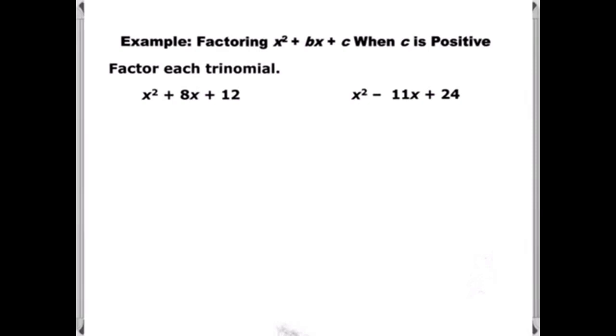And so these are the binomials that create that trinomial. Example 3, same thing. We've got x squared plus 8x plus 12. We're looking for the factors of 12 that add up to be a positive 8. So you've got 1 and 12, 2 and 6, 3 and 4. Of these, the ones that add up to be 8 are 2 and 6. So that means our factored form becomes x plus 2 and x plus 6.